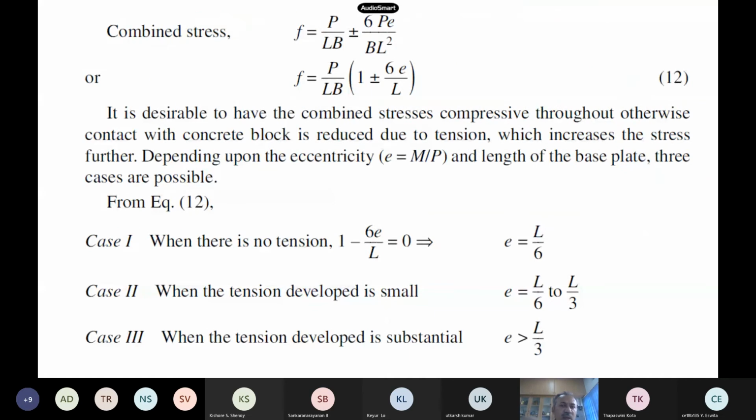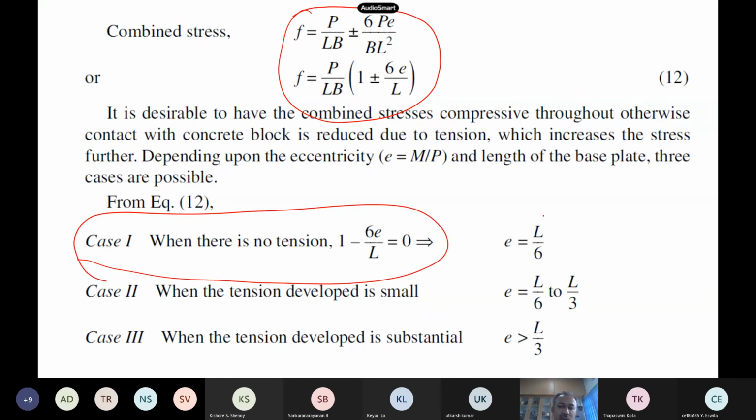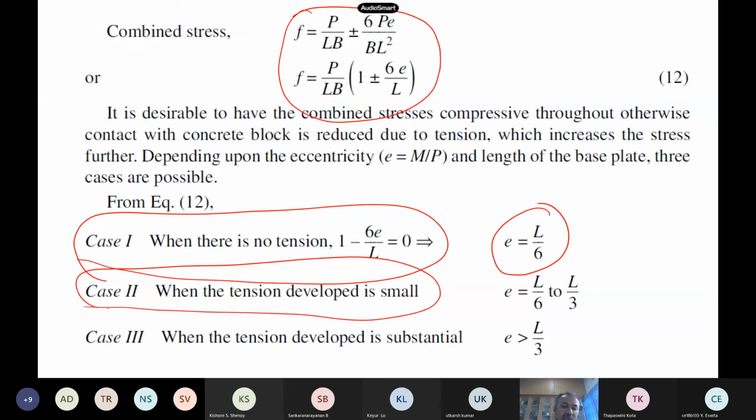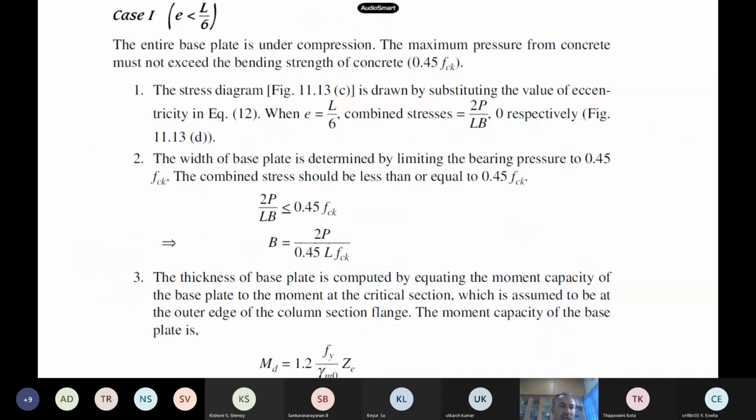The code is very simple. This is my stress distribution, which contains a bending moment plus the axial compression. So we will get three cases. No tension, that is 1 minus 6E by L is 0, that is E equal to L by 6. That means there is no tension. When the tension developed is very small, that is E from L by 6 to L by 3. Then when the tension developed is substantial, E is greater than L by 3. So how do we do the design?